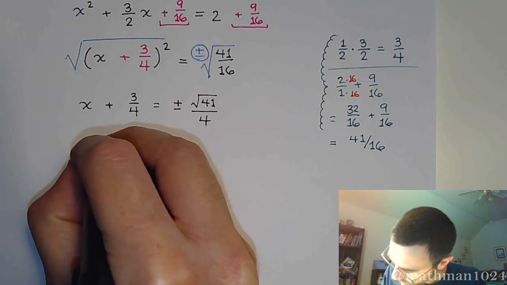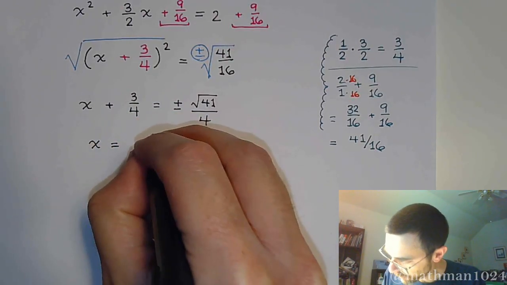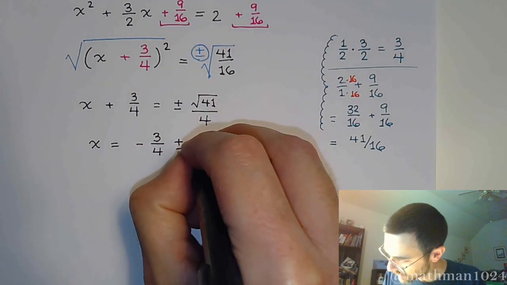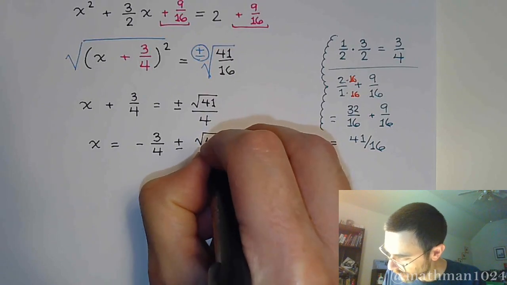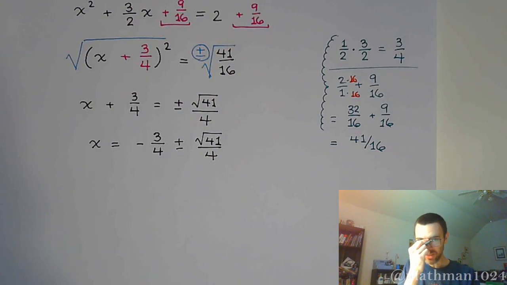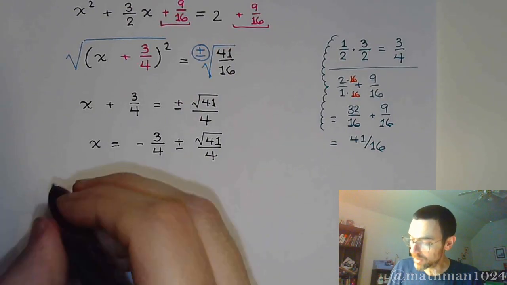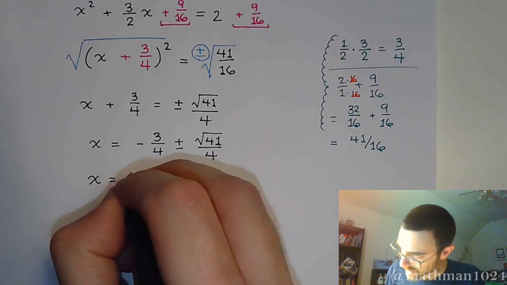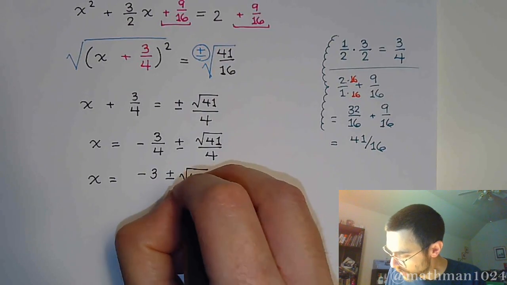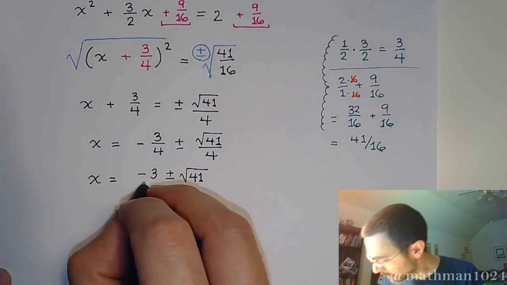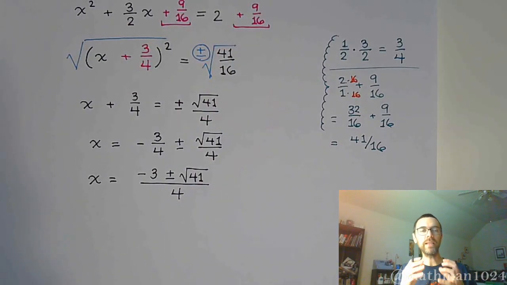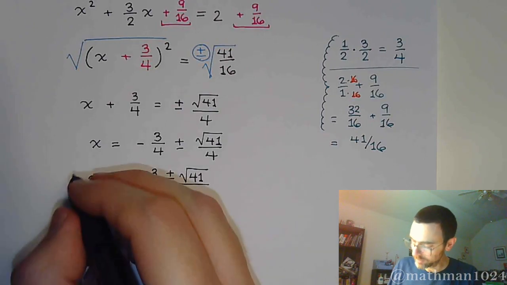And now we're going to move that 3/4 to the other side to say negative 3/4 plus or minus the square root of 41 all divided by 4, like that. Now this is kind of an okay way to leave your answer, but we can clean it up and say negative 3 plus or minus the square root of 41 all over their shared common denominator of 4. That is the cleanest way of writing your answer.